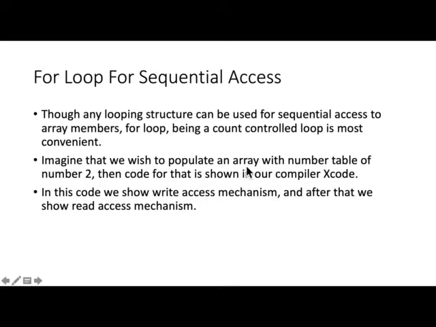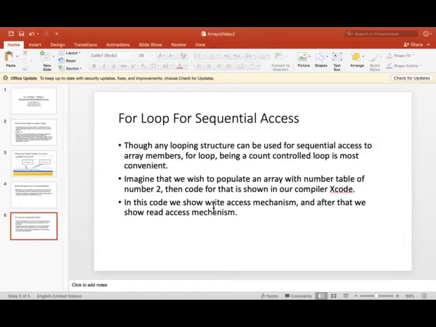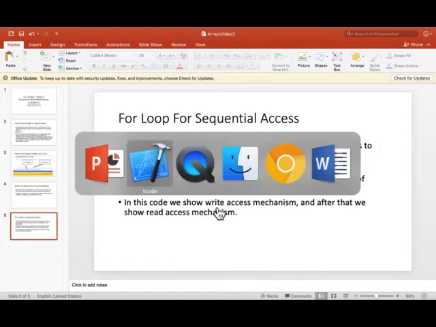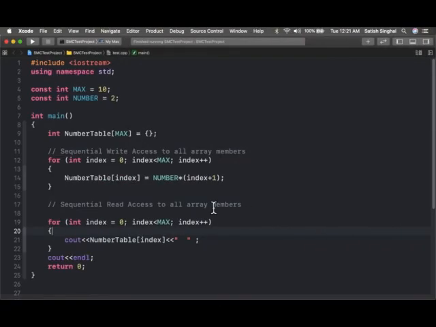Imagine that we wish to populate an array with number table of number 2, so like 2, 4, 6, 8, 10. Then code for that we're going to show in our compiler Xcode. And in this code we show the write access, and after that we show the read access. So I'm done with my video PowerPoint here. Let's go to our source code.